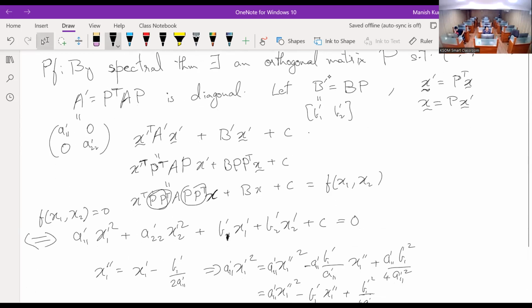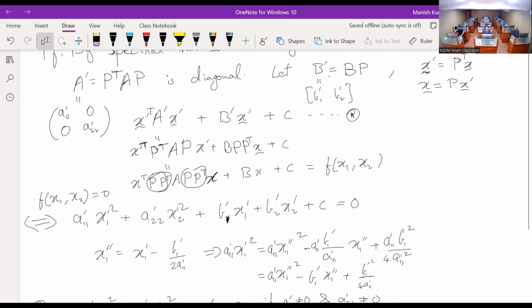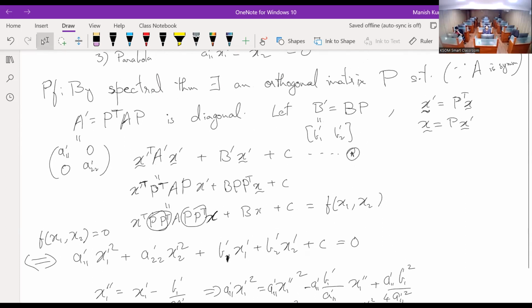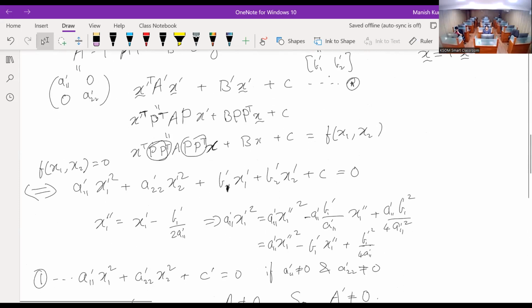So if you try to analyze this equation, the left hand side is the same as saying a11 prime x1 prime squared plus a22 prime x2 prime squared plus b1 prime x1 prime plus b2 prime x2 prime plus c is 0. We haven't changed c at all. So the conic defined by f and the conic defined by this are more or less the same. They look the same, just with a different coordinate axis.